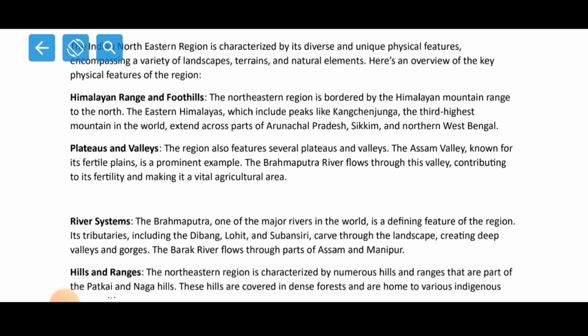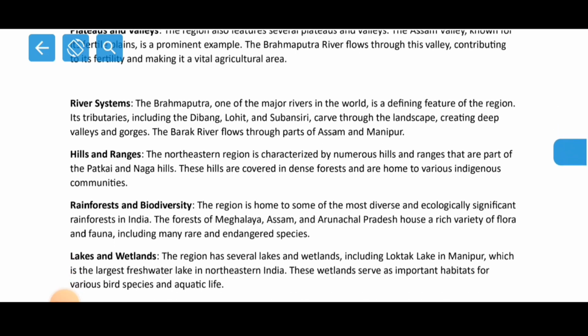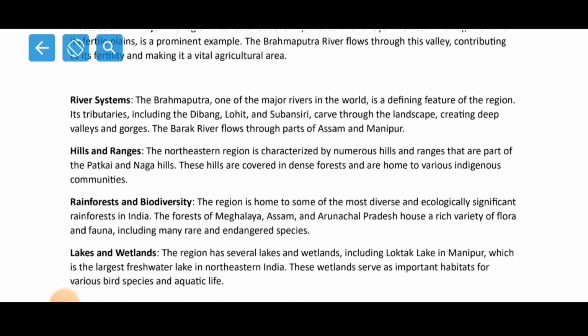Very beautiful ones. Now the river system: the Brahmaputra, one of the major rivers in the world, is a defining feature of the region. Its tributaries, including the Dibang, Lohit, and Subansiri, carve through the landscape, creating deep valleys and gorges. The Barak River flows through parts of Assam and Manipur. The Brahmaputra is a mighty river, a very great one. Some of its tributaries are the Dibang, the Lohit, and the Subansiri. And the Barak River flows through parts of Assam and goes to Manipur.